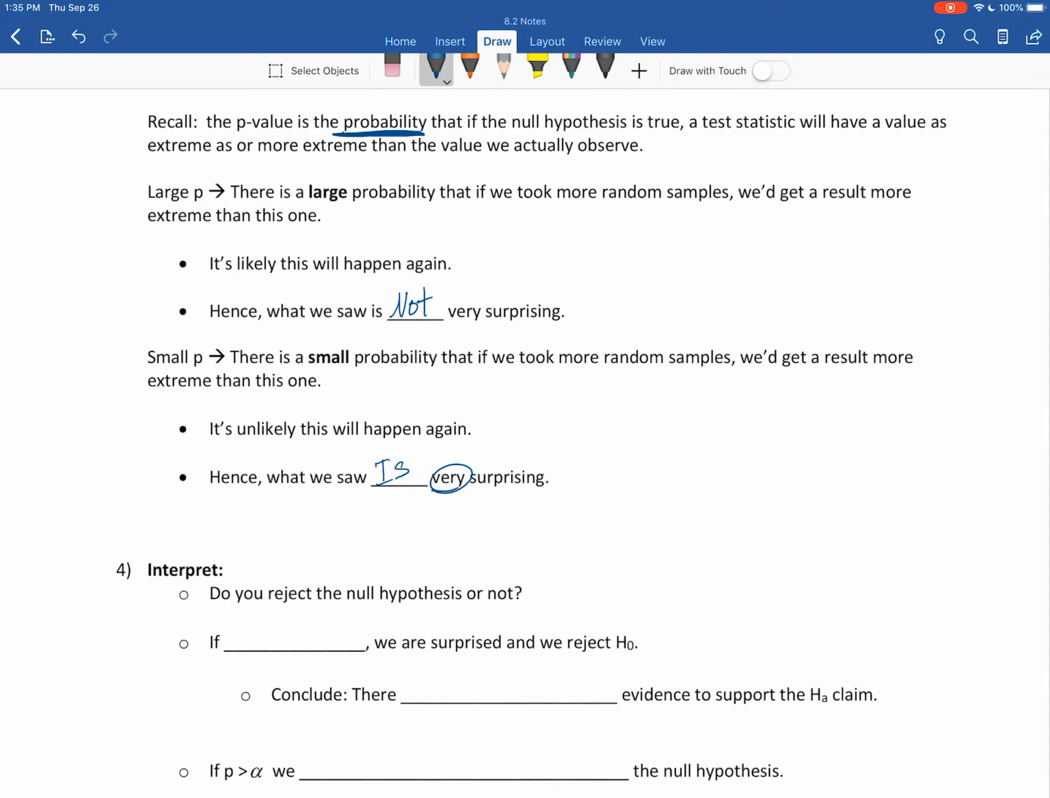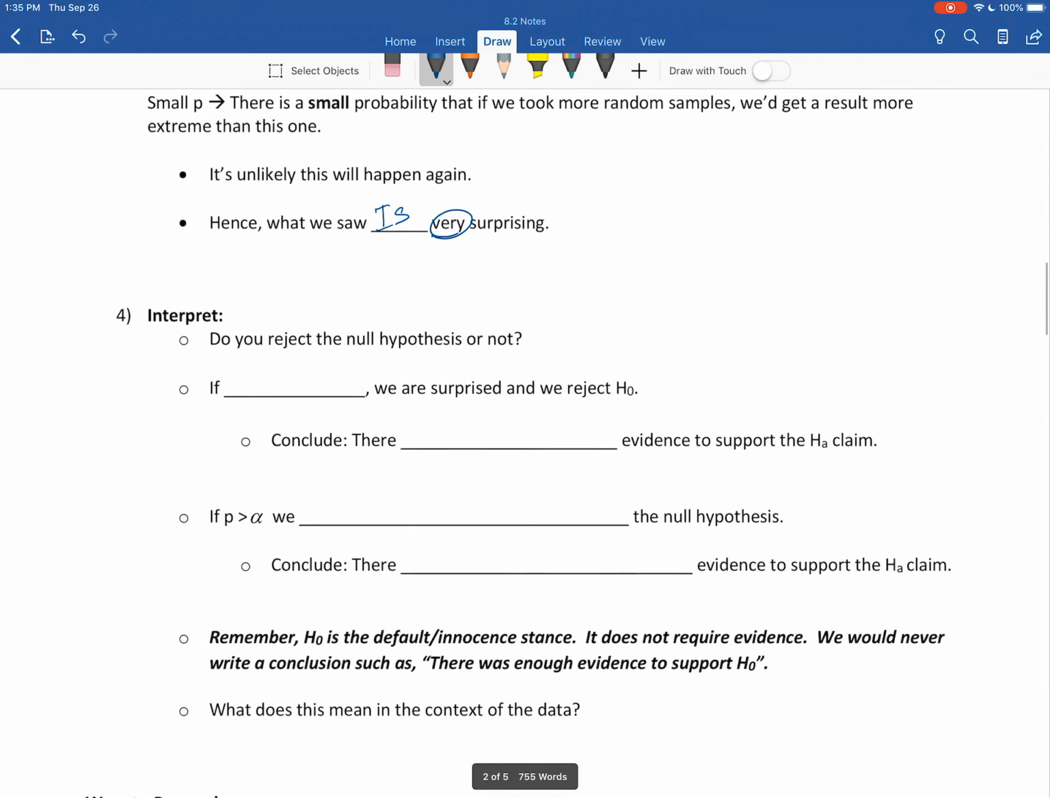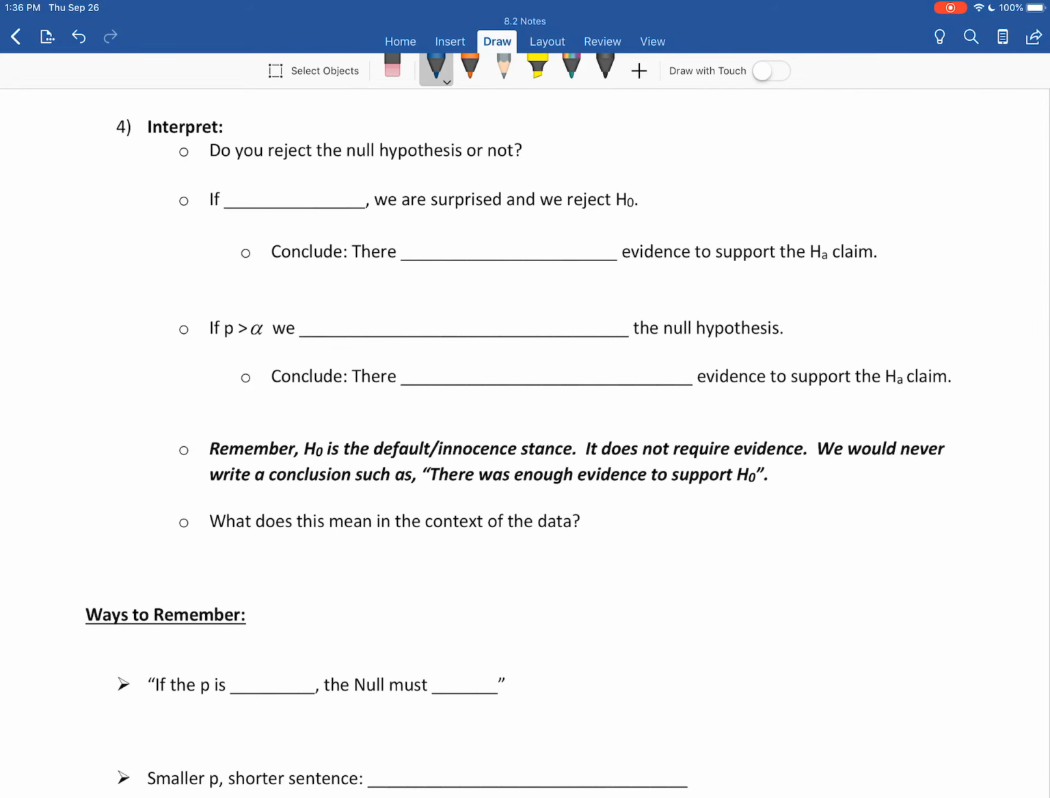Then how do we take these values and use them to interpret? We take our p-value, and that tells us whether we are going to reject the null hypothesis or not. If p comes out less than alpha, so p is small in this case, smaller than alpha, then we are surprised by what we just saw and we reject the null. We conclude that there is enough evidence to support the alternate claim. So we've provided enough evidence to change our minds.